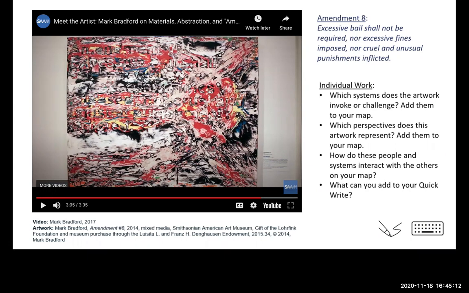Yes. Okay. Thank you. So here's the challenge to you. You've hopefully got a couple of things written down on your paper about the systems that the artwork invokes or challenges. Just for clarity's sake, the text of the Eighth Amendment appears at the top right. The title of this work is Amendment Number 8. Mark Bradford made this in, I am blanking on the date, I apologize, 2014. The video that we just watched was recorded in 2017. And the text of the Eighth Amendment says excessive bail shall not be required, nor excessive fines imposed, nor cruel and unusual punishments inflicted.